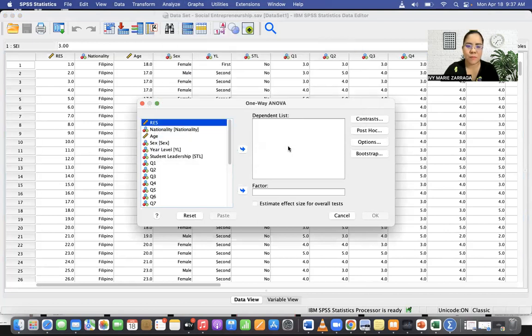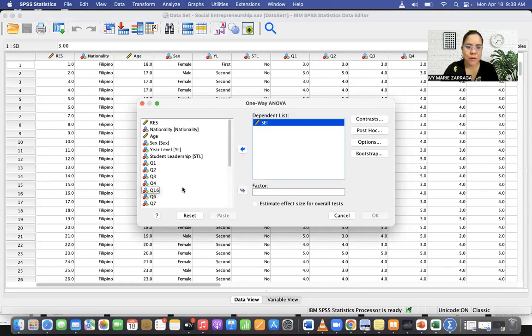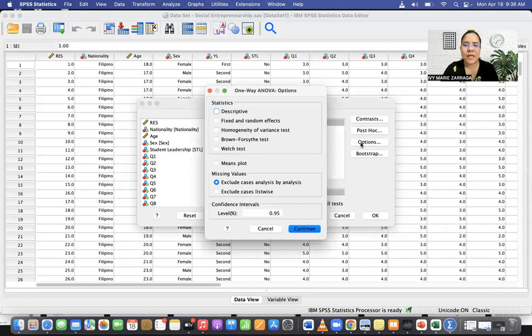Then may lalabas na dialog box. For the dependent list, look for the overall mean of your variable or construct. So ito yung sa atin, overall mean. Click this arrow para mapunta sa dependent list. And for the factor, we have the year level. Ito. Then click this arrow para mapunta sa factor. Then first is click options. And click descriptive and homogeneity of variance test. Again, we will click descriptive if we want to present the mean and standard deviation.